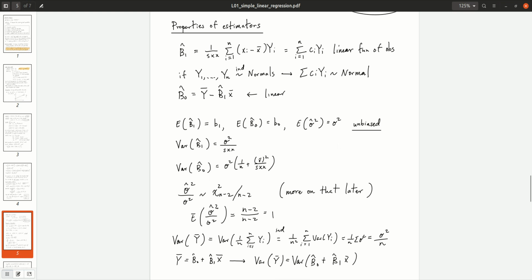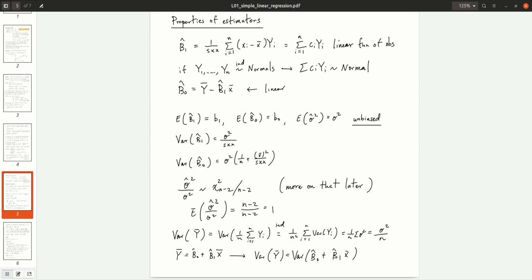Now we said that B1 hat and B0 hat have a normal distribution. Sigma hat squared does not have a normal distribution. It has a chi-squared distribution. And again, I keep saying this, but when we study variances, we're going to come back and see why that's true.